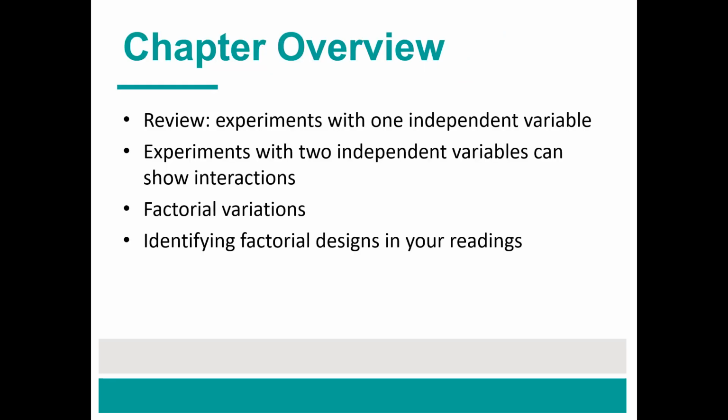We'll first start off by briefly reviewing some of the types of studies we went over last week, specifically those that simply use one independent variable. We'll then talk about experiments that use two independent variables at the same time, and how by employing this method we are able to see how these two variables interact with each other. We'll also discuss factorial variations of these types of studies, as well as discuss how we can go about identifying such factorial designs in your own readings and experiences.